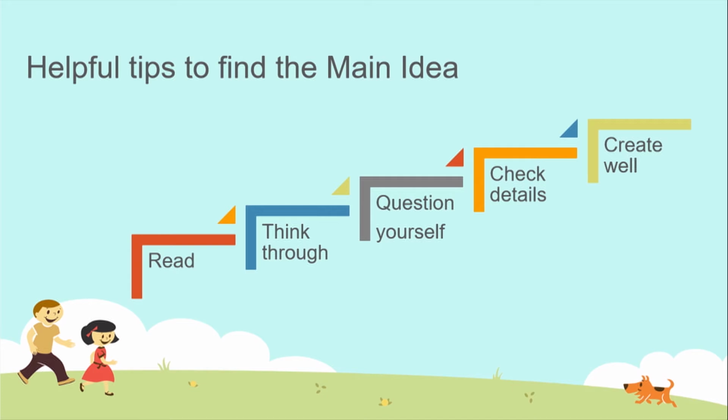Then definitely, after you get that first understanding, question yourself. Ask questions. Am I right? Does this work? Could there be another right answer? Fourthly, check the details. Make sure that every other line that's a supporting detail in the paragraph supports your main idea. And then lastly, when it's implied main ideas, create well. I know you have the ability to write excellently. So when you write your implied main idea, let's write well.